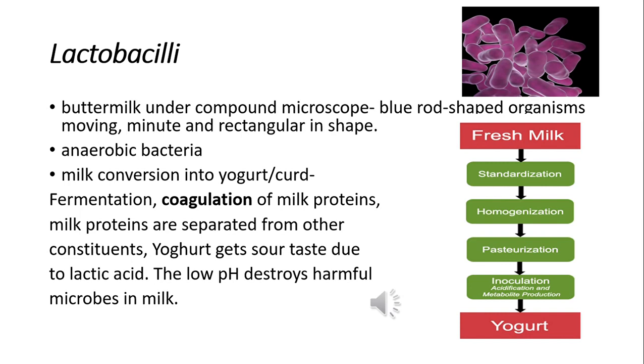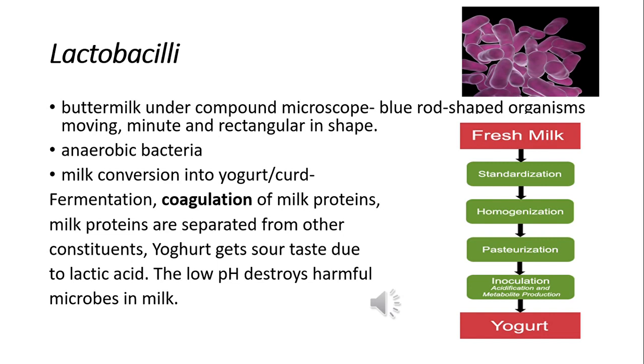Lactobacilli are related to milk and milk products. Now, the buttermilk we Indians consume on a day-to-day basis, if you take a small drop of buttermilk and observe it under a compound microscope, you will be able to see blue rod-shaped, mobile, very minute organisms, and they're usually rectangular in shape, like the diagram at the top right corner of this slide. These are lactobacilli, and they are anaerobic bacteria.